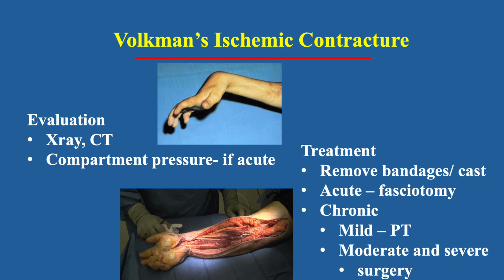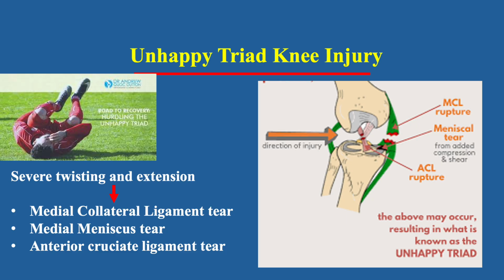For acute compartment syndrome, fasciotomy is performed. Chronic contractures are treated with stretching and splinting, physical therapy, and if no response, surgery.